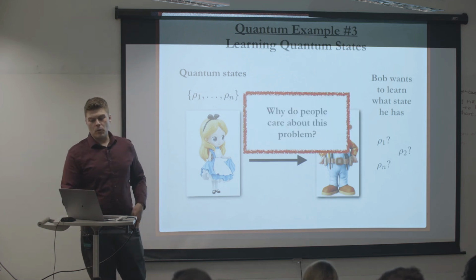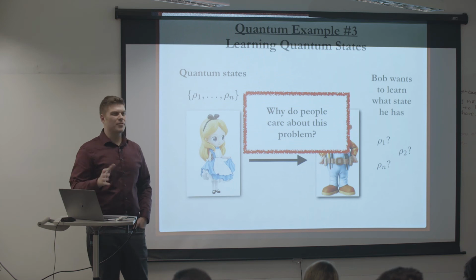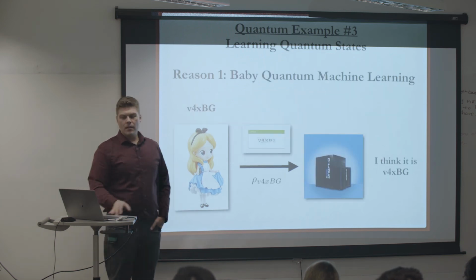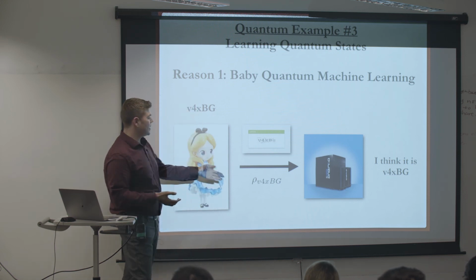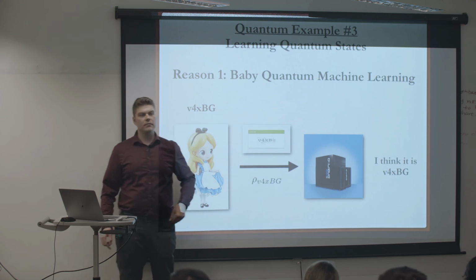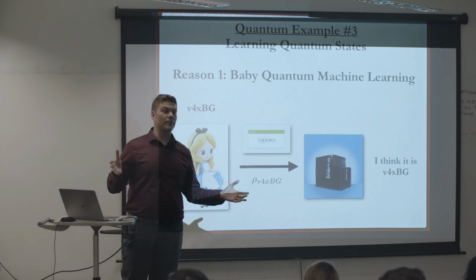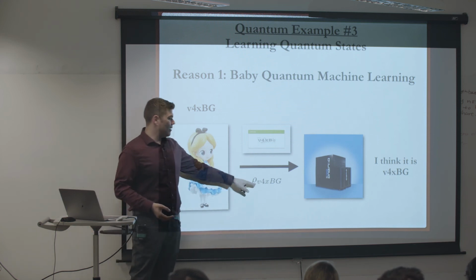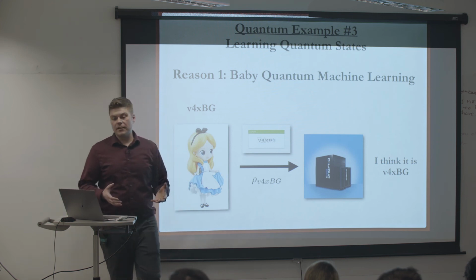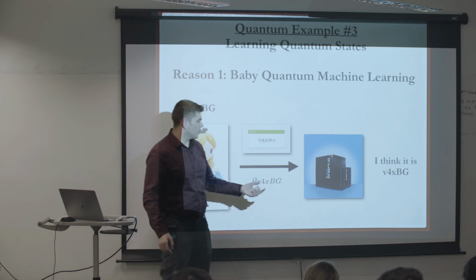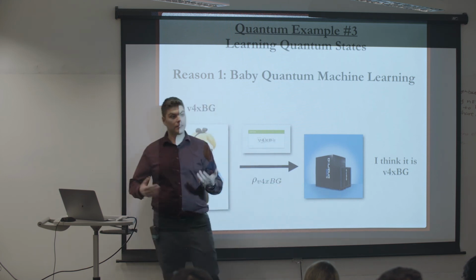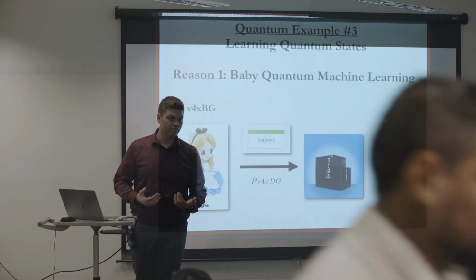Okay? So why do people care about this problem? Building quantum computers, you can more or less trust me, people are interested. But why do people care about this? Well, you have a baby quantum machine learning problem. You have some state, it could encode information. So there's this whole branch called quantum information. You could have some information encoded in the quantum state. You send it to your quantum computer, and depending on whose team you're on, you may or may not want the quantum computer to learn what the state is. Okay?